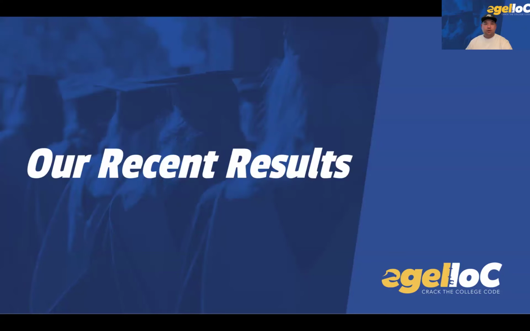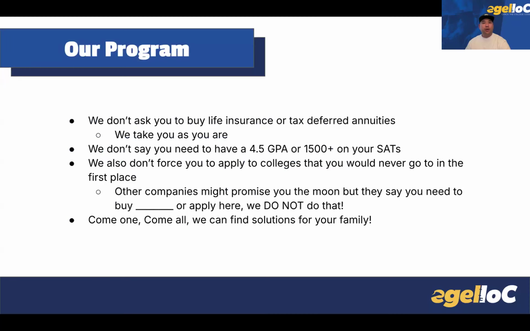Okay. Now, why are we different than other companies? Oh, where did it go? It disappeared. But I'll tell you why we are different, and here it is. We're not saying that your student has to be a straight A, 15 AP, 1600 SAT type of student to get aid. We have other strategies that we have used to get higher income families financial aid. We also don't make you buy life insurance or tax deferred annuities to lower your income in order to qualify. Because how many families out there can put $100,000 of their hard earned income into a tax deferred annuity that they can't touch until they're 65?